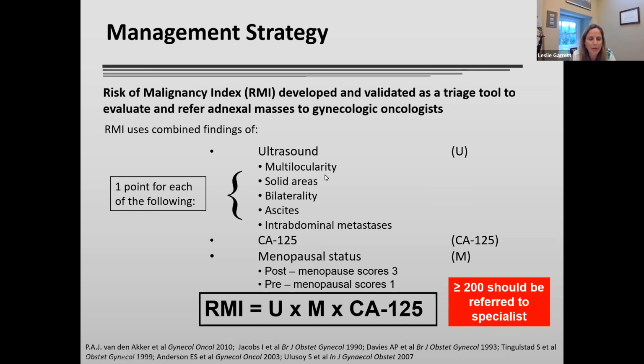Again, you're looking at ultrasound characteristics. Is there multilocularity, solid areas? Are they bilateral? Are there things like ascites and abdominal mets, which are all going to get you a point? You're going to then use that with the number of CA125, so the actual number. And then menopausal status, obviously a much higher score if you're post versus pre, and you have a cutoff here. And this has been validated as a reasonable triage tool to decide which is reasonable for you as a generalist to take and which should go to the specialist.